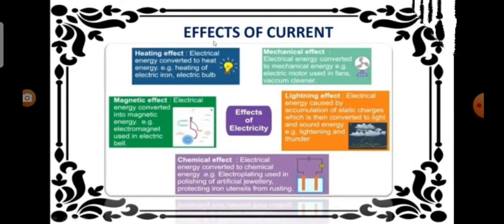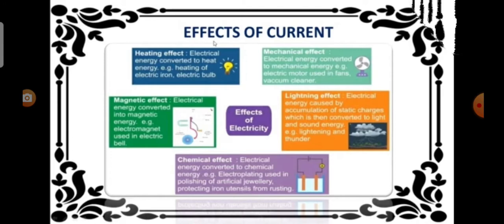We see about the effects of current. Heating effect: electrical energy is converted into heat energy. For example, heating of electric iron, electric bulb. Mechanical effect: electrical energy is converted into mechanical energy. For example, electric motors used in fans and vacuum cleaners.